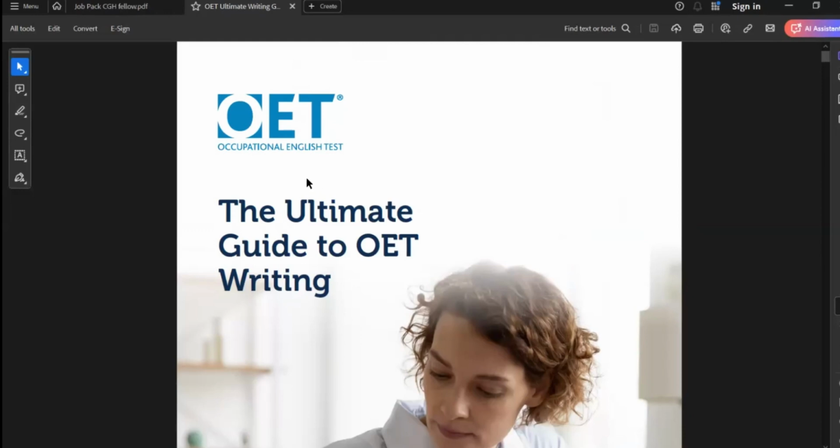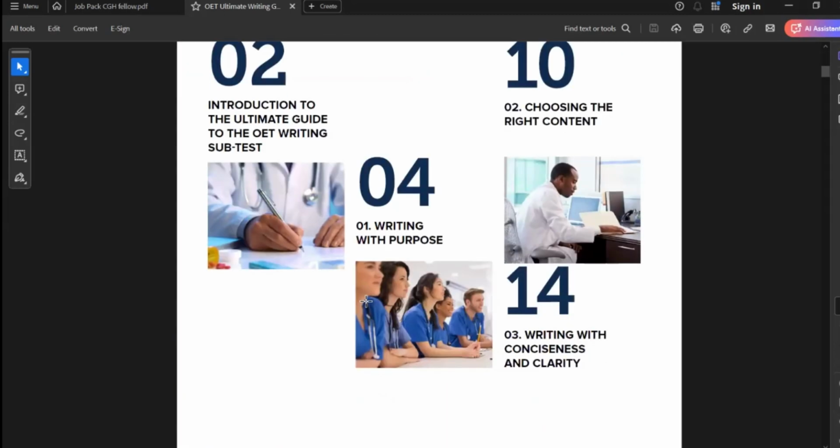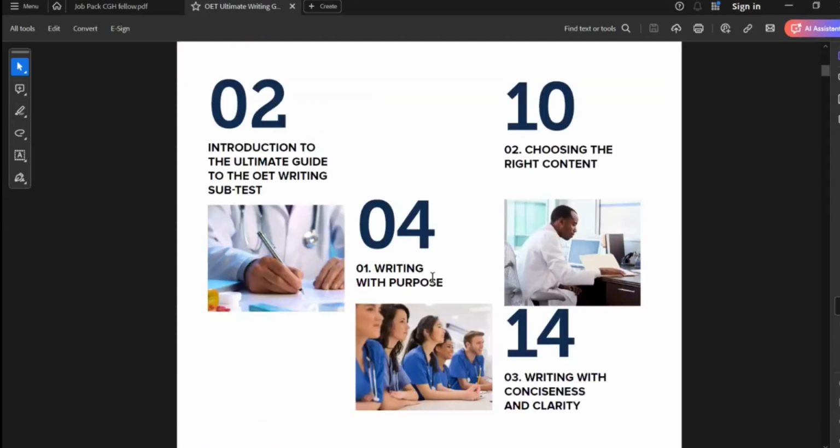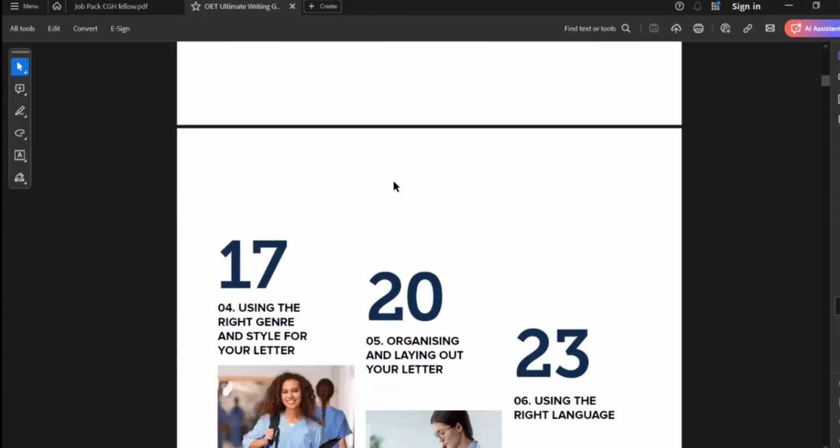Okay, so this is a slide. This is actually the ultimate guide to OET. I have downloaded it from the official OET website. Okay, it's a long slide. You guys can access this slide by yourself. I'll share it with you as well. This is the most authentic information you will get. Whatever information you get from third parties or second-hand parties, those are not reliable sources. OET itself is the reliable source.